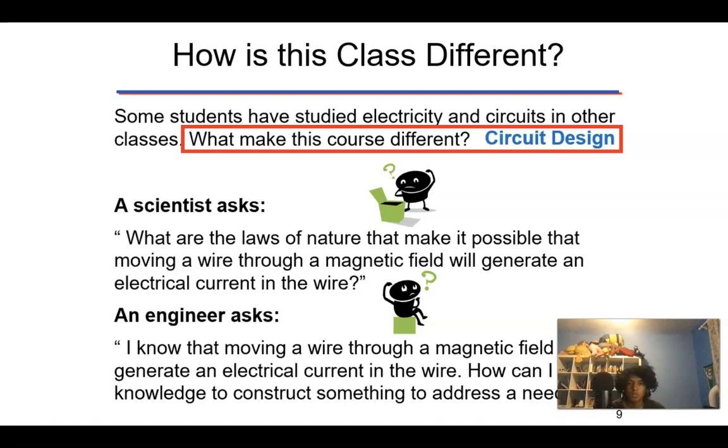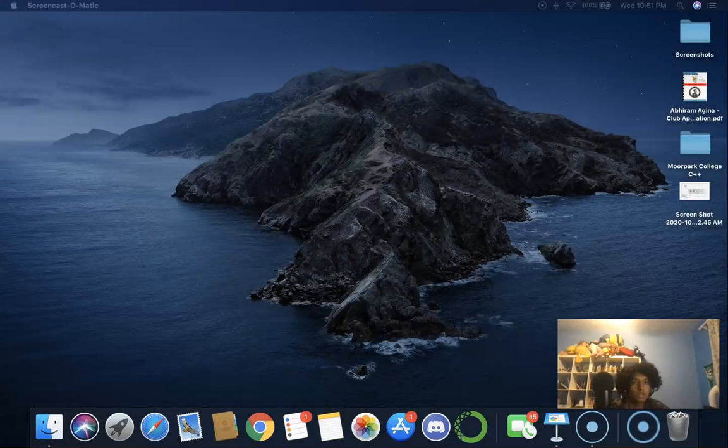So the example that the slide gives us here is, what are the laws of nature that make it possible that moving a wire through a magnetic field will generate an electrical current in the wire, right? And the engineer is basically trying to ask how he can use this knowledge to address a need or solve a problem. So that's what we will be going through in this class.